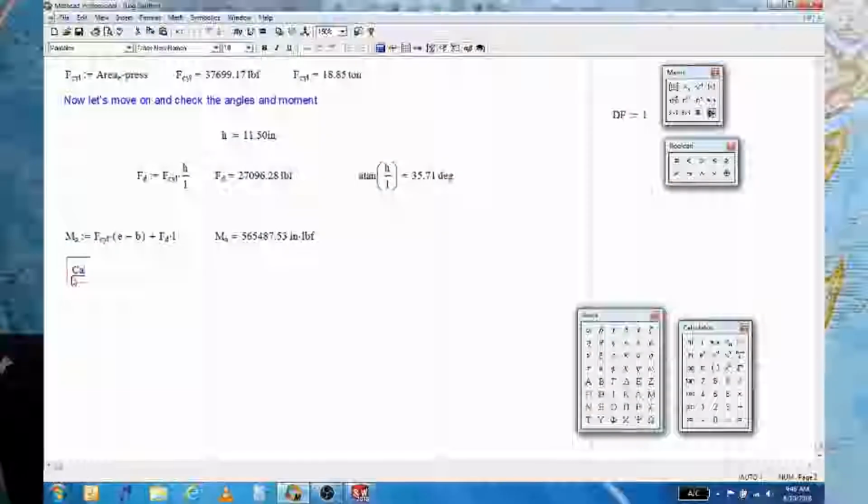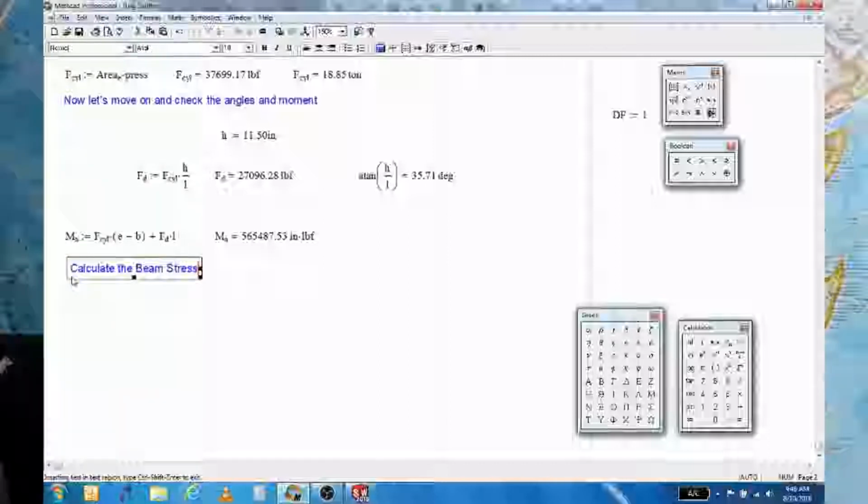Last time we discussed how to get the force of the cylinder, the downward force, and the moment from our free body diagram. Today we're going to look at calculating the stresses and design factors from those items. Alright, let's go to Mathcad and start here. The first thing I like to do is put in a text box saying what we're going to do. In this case, we're going to calculate the beam stress.